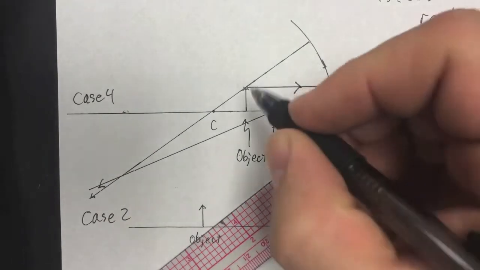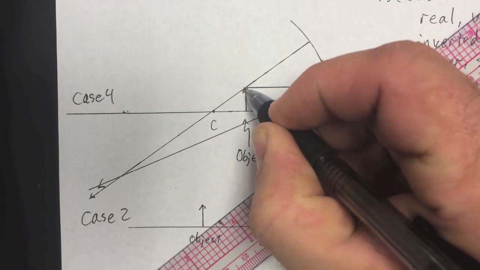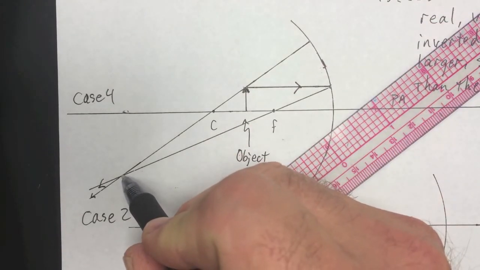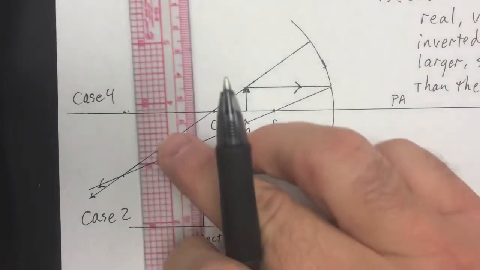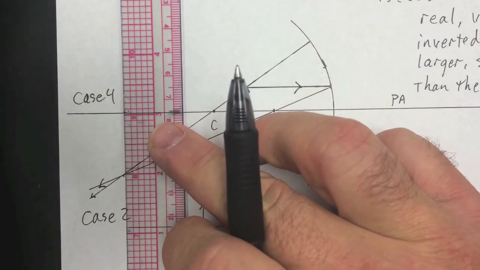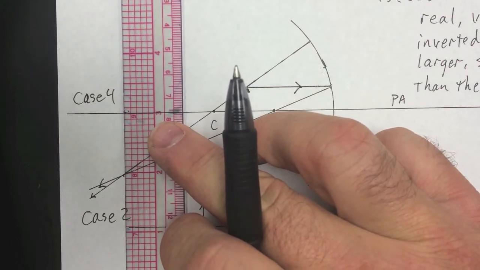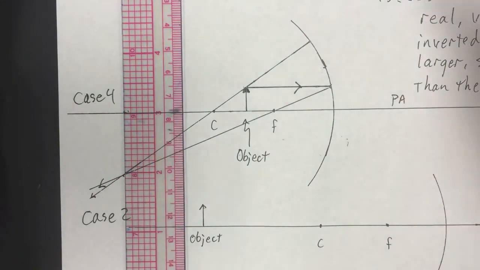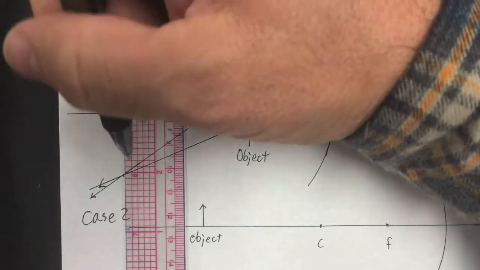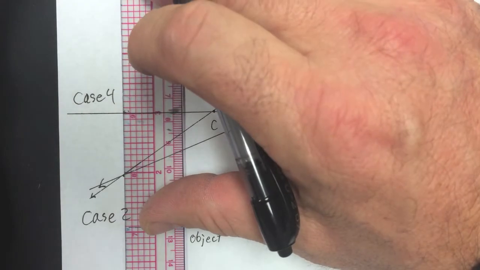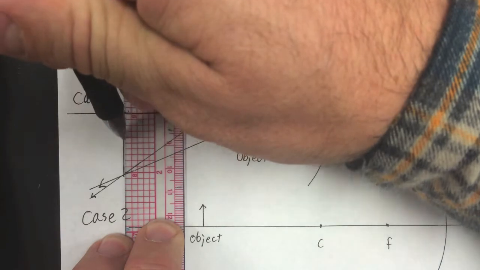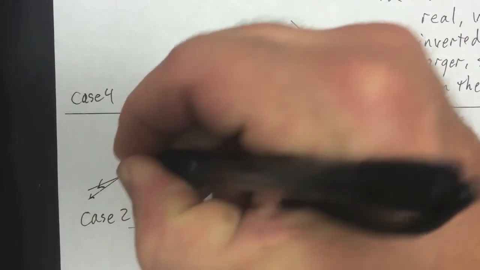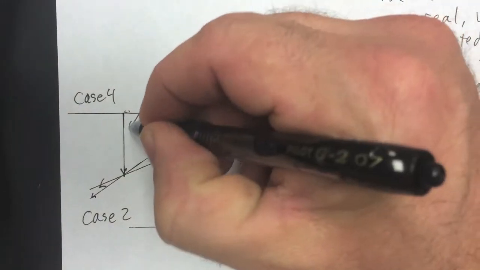Notice I have the head of the arrow object here, so the head of the image has to be here. When I draw the image in, it's going to be upside down because the light rays cross after they reflect, and that's why you get an inverted image. It's going to be a real image because it's made by real light rays. And notice that it's larger than the object. So you want to make sure that you label that.